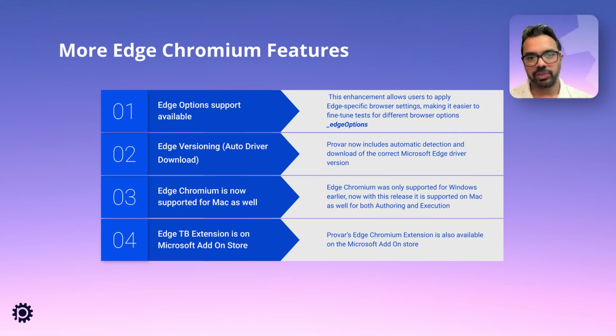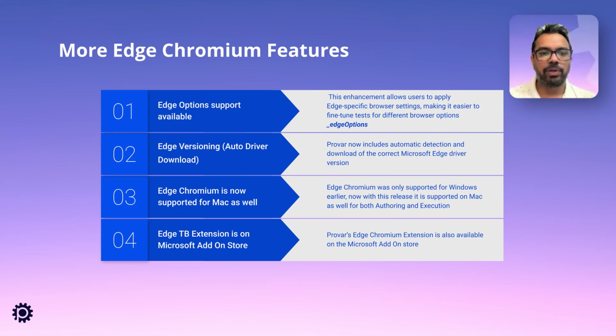The second one is around Edge versioning, which means auto driver download. Again, this feature was limited to Chrome in the past, but with this release, Provar will automatically detect and download the correct Microsoft Edge driver if you don't have a compatible version available on your machine. Based on your browser, it will automatically download the compatible driver. So you don't have to wait for the failure and then download the driver and manually place it in the lib folder. It will happen automatically behind the scenes and you don't have to worry about it. It will save you a significant amount of time as well.